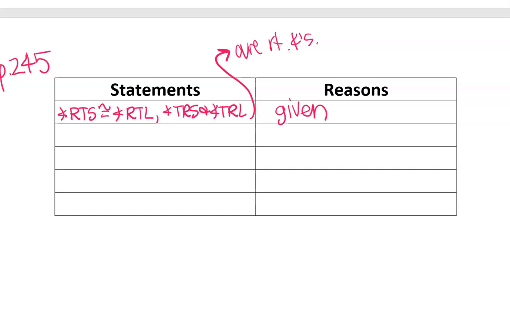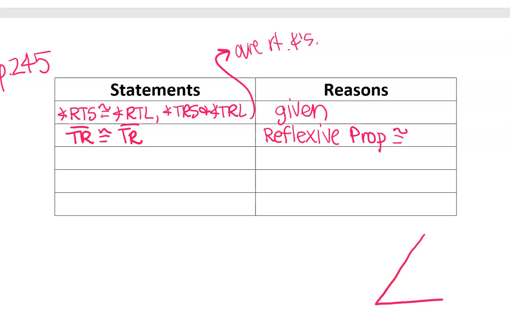Now, since the triangles are side by side, there's always a reflexive property of congruence. And I'm going to go with TR congruent to itself. Don't forget the symbols. So far in our picture, I'm going to just draw a quick little sketch of it. Those are right angles. The angles at the top are the same.